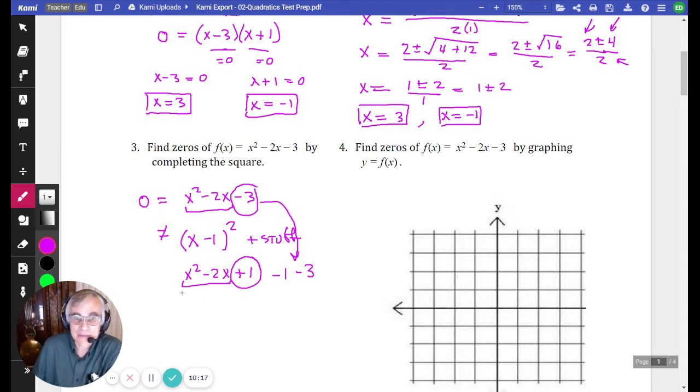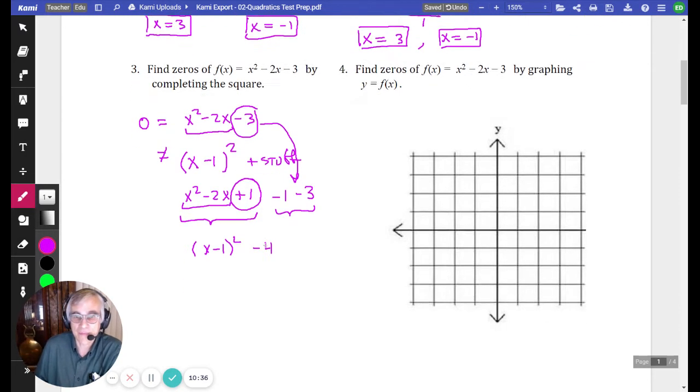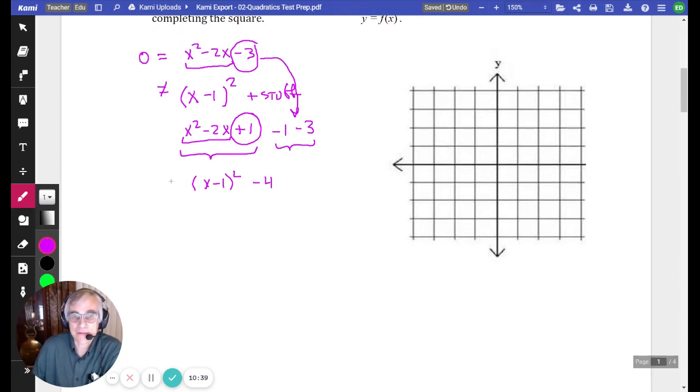Now that I've done this, I can take this piece, which is a standard form quadratic, and I can truly write it as x minus 1 squared because that's what it is. The minus 1 and the minus 3 become minus 4. And this is equal to 0. So I've now basically rewritten the standard form quadratic in vertex form. And vertex form is relatively easy to solve.